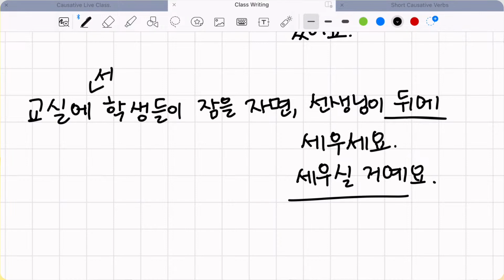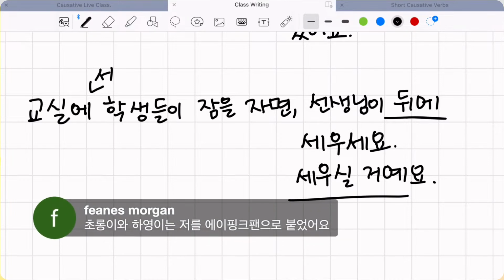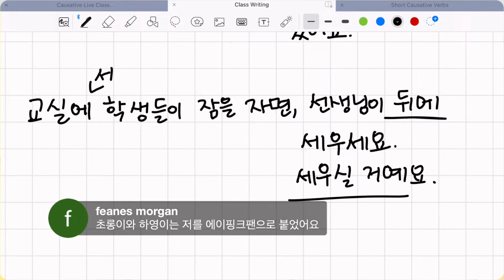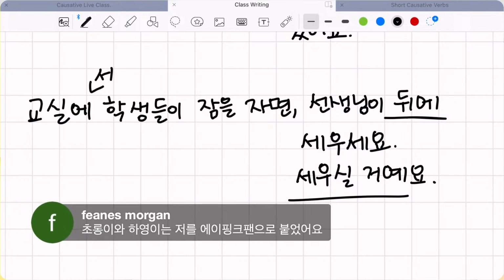그리고 초롱이와 하영이는 저를 에이핑크 펜으로 붙었어요. 무슨 말이지? 에이핑크, so A-pink fan, you're a fan of A-pink. 붙었다? I'm not sure what you were trying to say by 붙었다 here, Morgan님. Could you please specify?